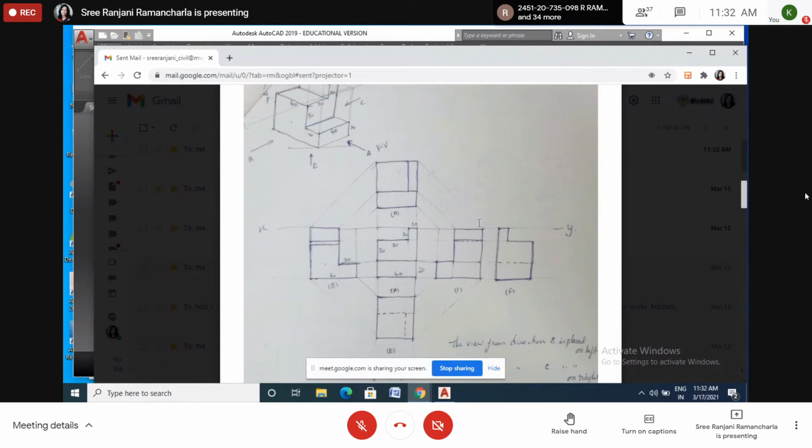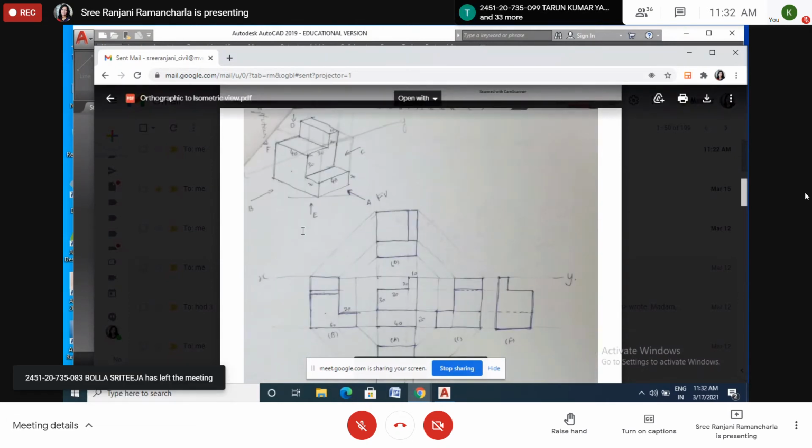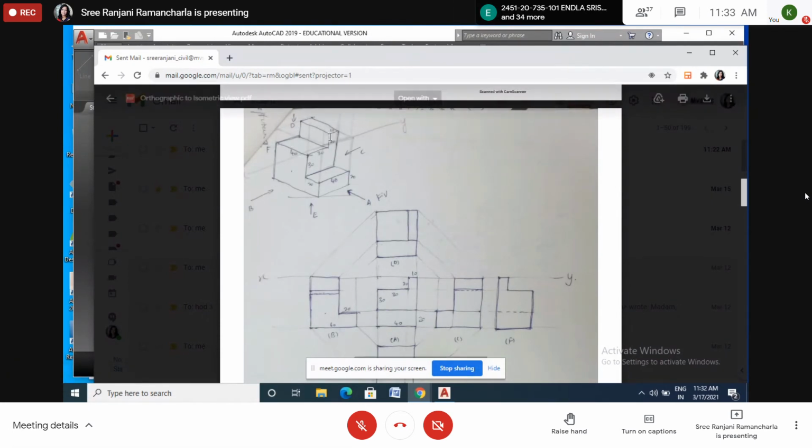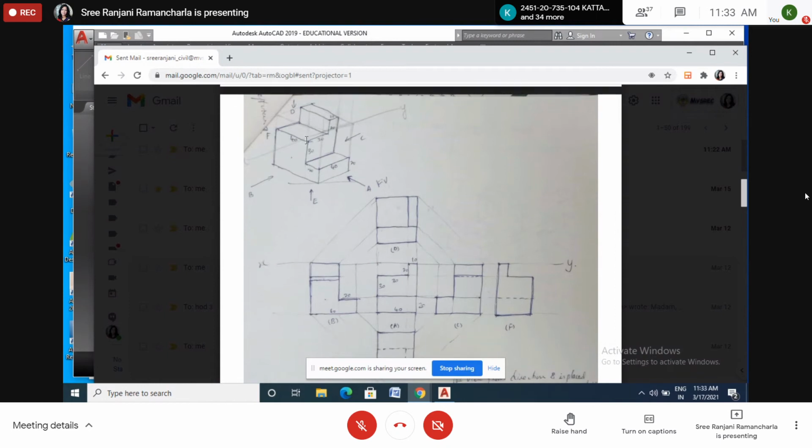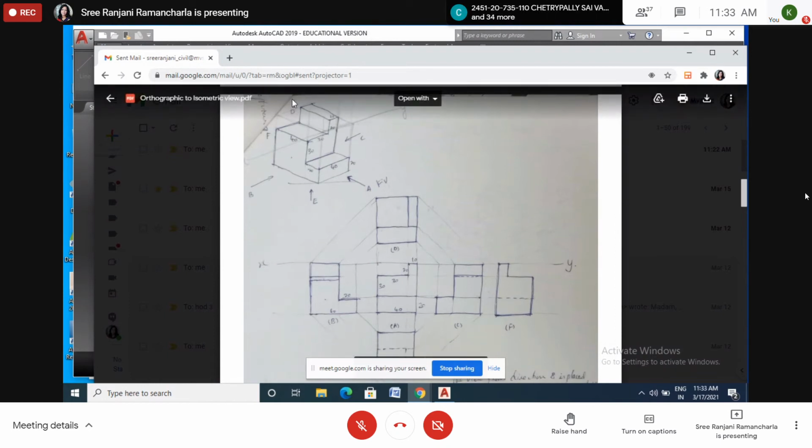So look at this slide. This is the isometric projection, and this is the orthographic projection. So after giving the isometric projection, you have to draw the orthographic projection. Okay, here I have drawn all the sides. So try to understand here. This is the A direction. This is the direction B. This bottom side is E. Top side is D. Here I have shown.